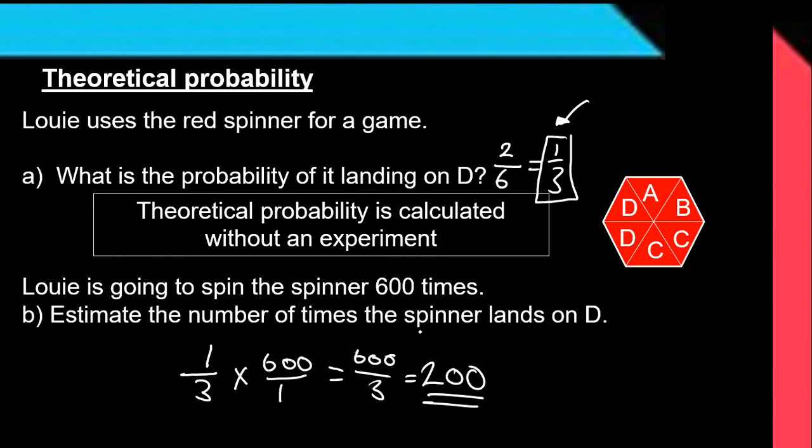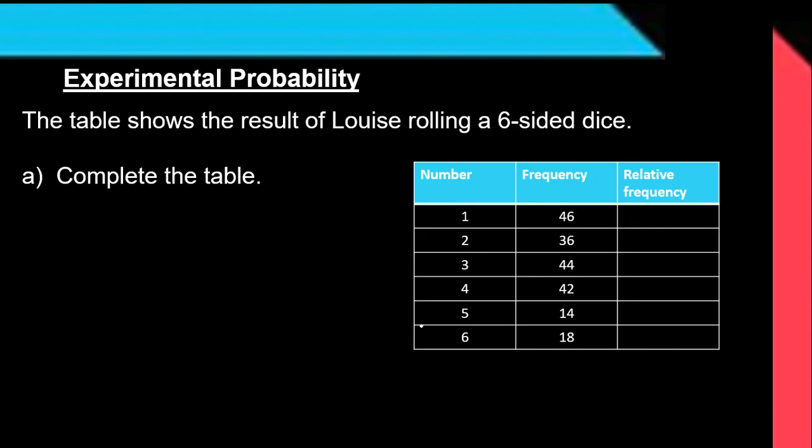But what if I asked to do an experiment? So let's go to rolling. Louise is going to roll a dice, a 6-sided dice, okay?